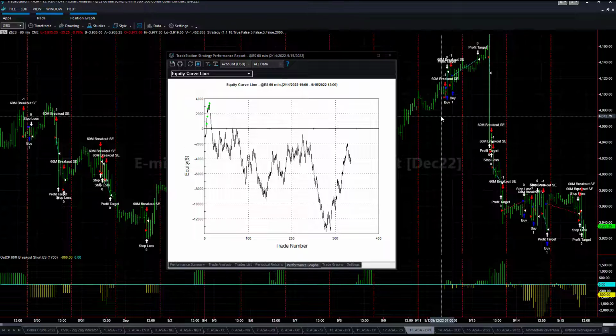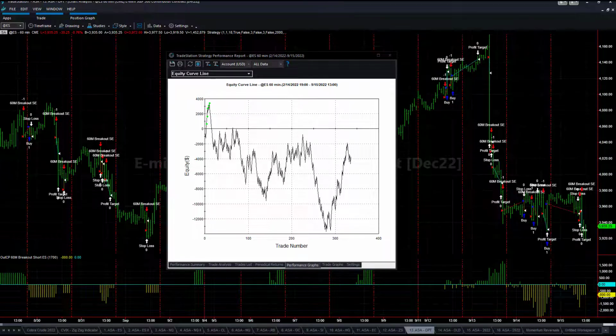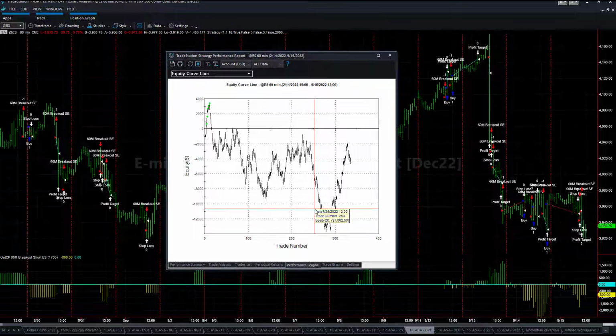Taking a look at 60-minute breakout short, one question would be, why would I implement a trading system with a losing equity curve in my trading systems portfolio? So this is the equity curve going back about 7 months, and I implemented this on August the 1st right here. So this is what this equity curve looked like before this vertical red line going back here. That is what we're looking at from a 7-month period.